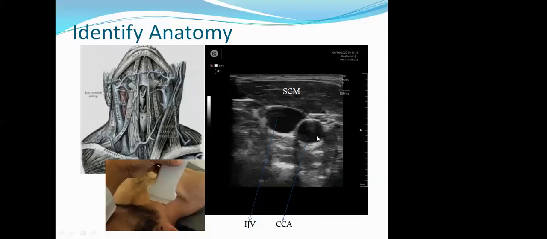If you look over here, the common carotid artery will show pulsation, and it will have a little thick wall. But the internal jugular vein will be a bigger diameter, and the pulsation will be more like with the respiration. So this is the short axis view. My probe is in the transverse direction. So this is the short axis view of the vessels.